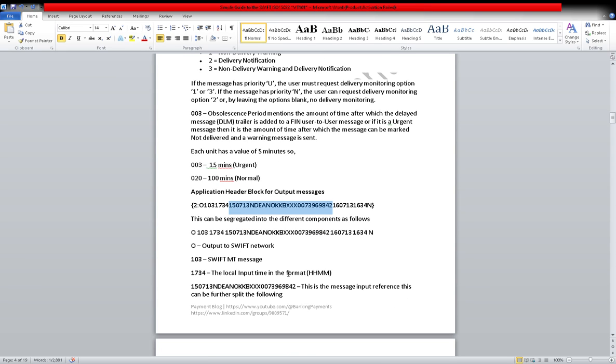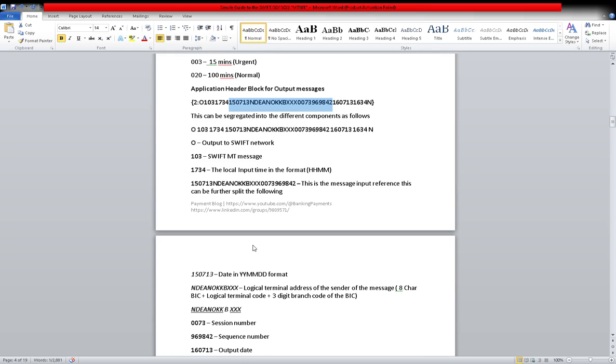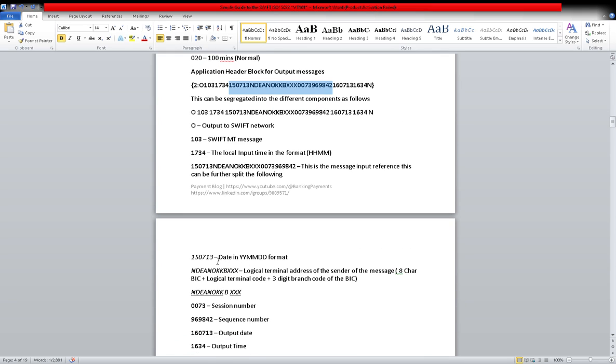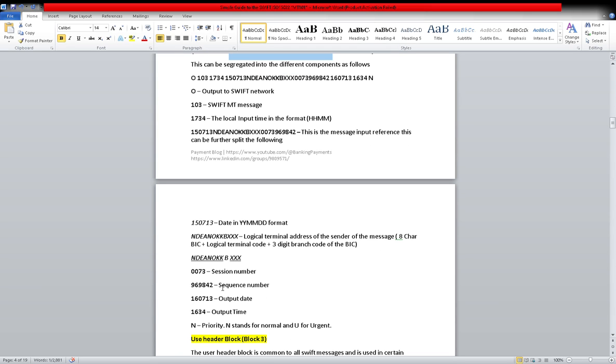Next one is 1734, which we discussed is the output message time. We have discussed the session number, the date format, the logical terminal, 8-character BIC logical terminal, session number, sequence number of the message, and output date. 160713 is the output date, 1634 is the output time, and N is the priority of the message.